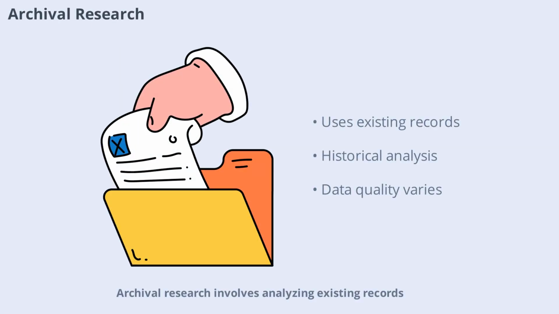Archival research involves analyzing existing records or data sets to answer research questions. This method is useful when direct observation or experimentation is not possible. Researchers might use historical documents, medical records, or government statistics. Archival research can provide valuable insights into trends over time, but the quality of the data depends on how it was originally collected.